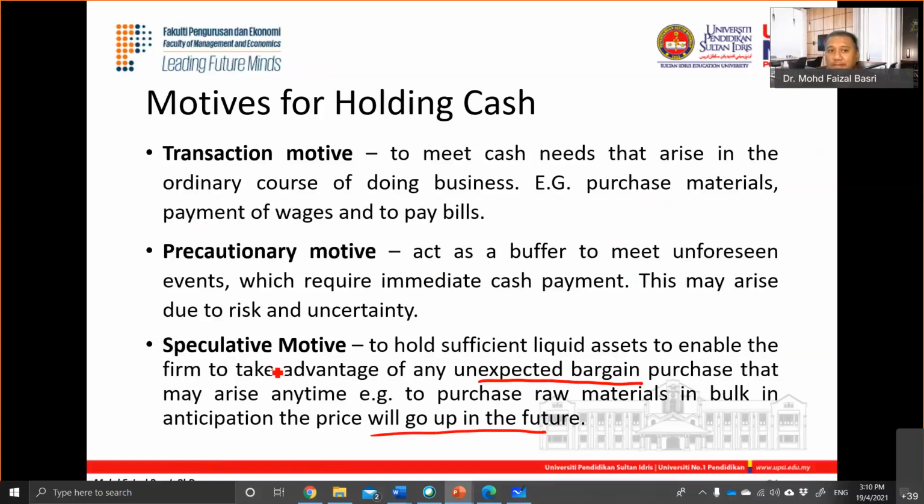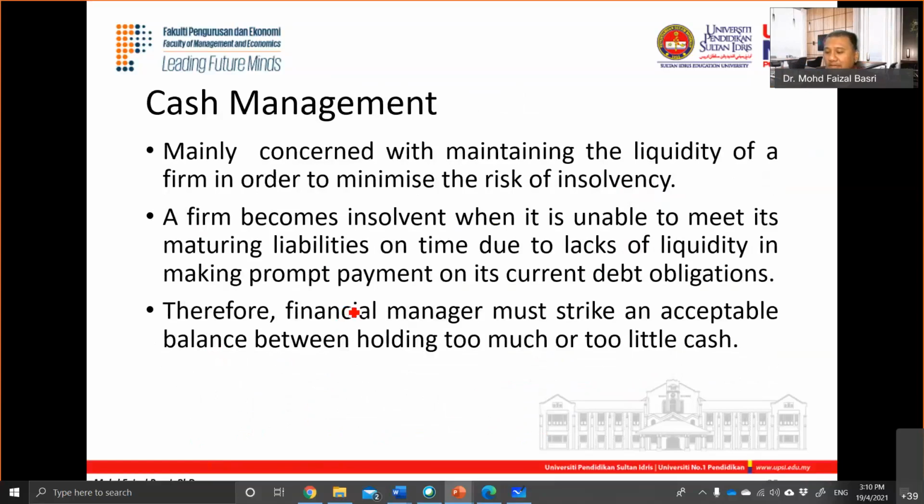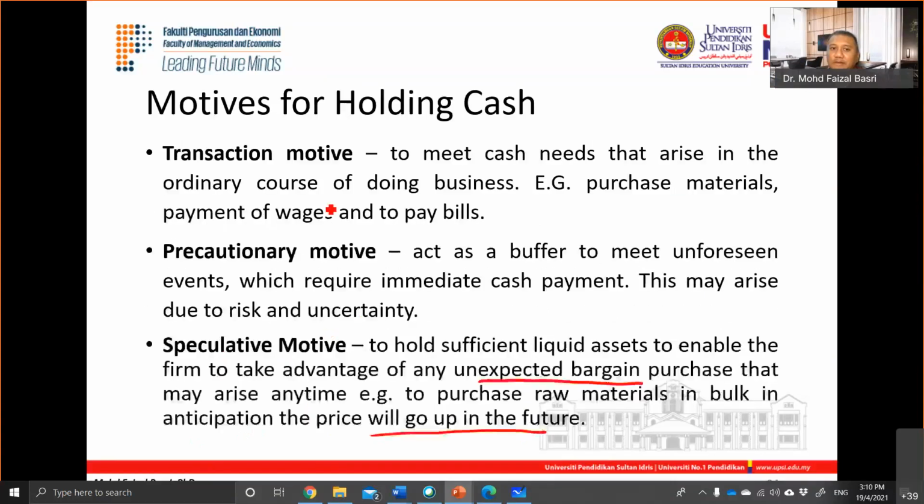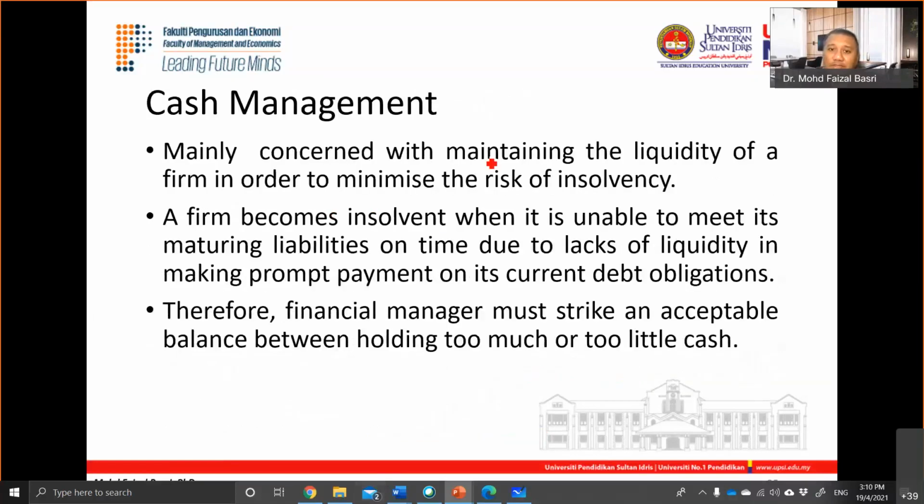Okay, but similarly, as before, we are not keen on excessive cash. When we see that there are many reasons why we need to keep cash, we might think to keep a lot. No, we cannot keep that much as well. Because as I said, cash is not earning. So therefore, if you have too much cash, then you're going to have less profits. So this is your dilemma, as I said, to balance between a high level of liquidity or a low level of liquidity. So as a financial manager, you need to strike an acceptable balance between the two, whether too much or too little.